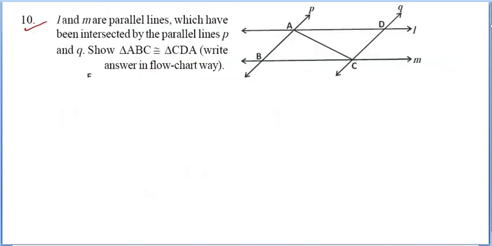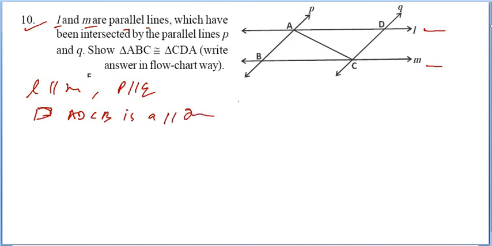Now come to this one. L and M are parallel lines. It is given, so you have to write L parallel to M, which have been intersected by the parallel lines P and Q. P and Q are also parallel lines. So that means our quadrilateral ADCB is a parallelogram, so triangle ABC is congruent to triangle CDA.